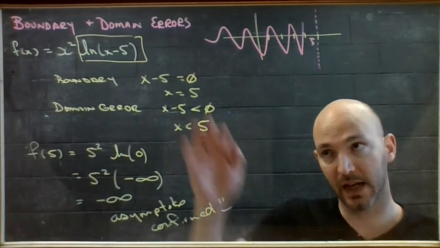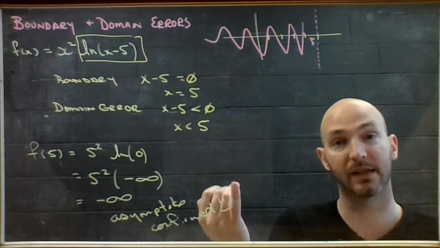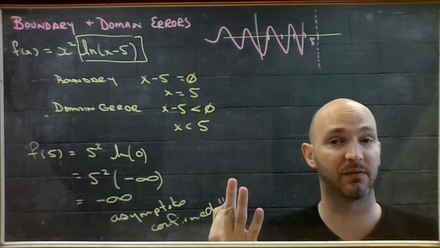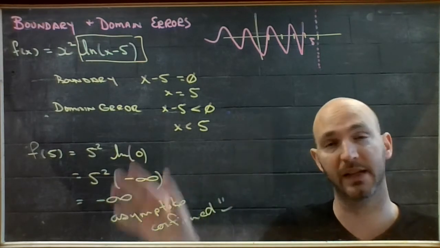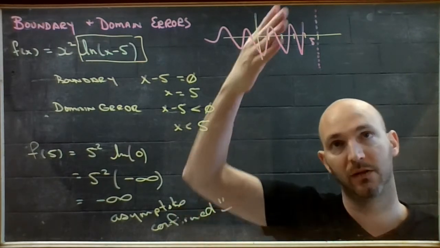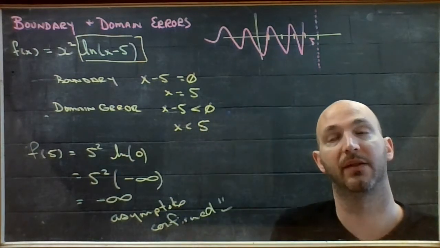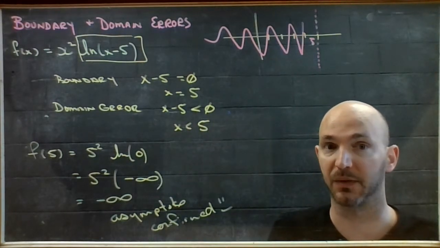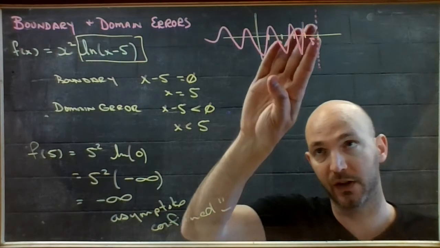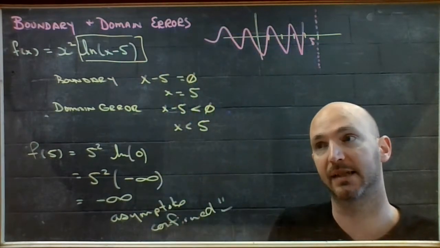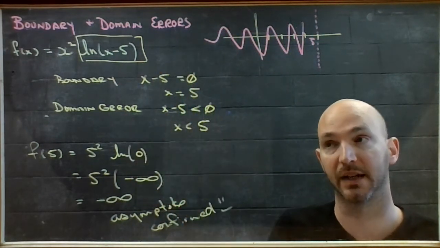So when you go to sketch this thing, after you've done your x-intercepts, your max-mins, your points of inflection, your end behaviors, all that stuff, you should make sure you also end up having this vertical asymptote when x equals 5, and that there is no function drawn for anything less than 5, because that is a domain error for ln.